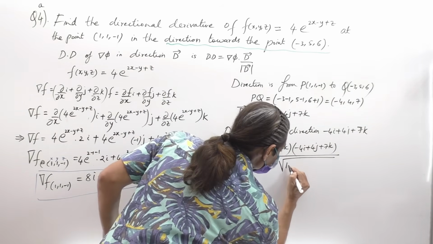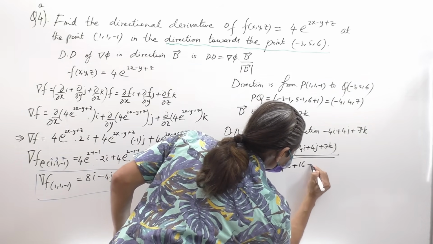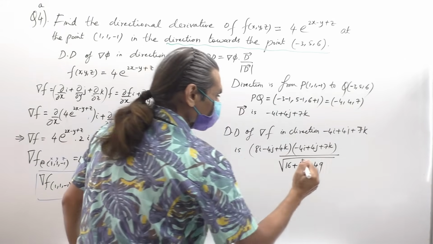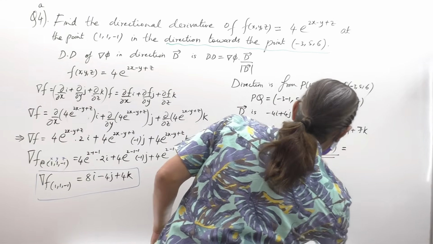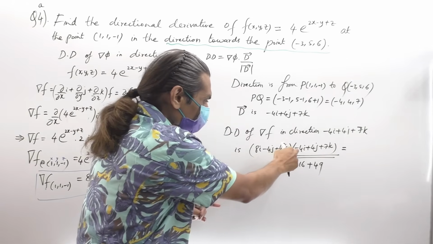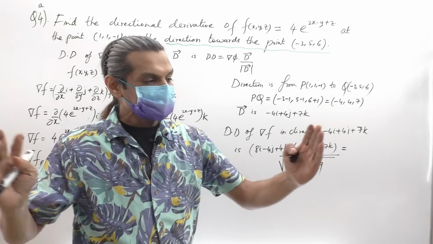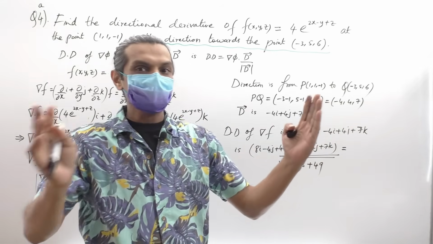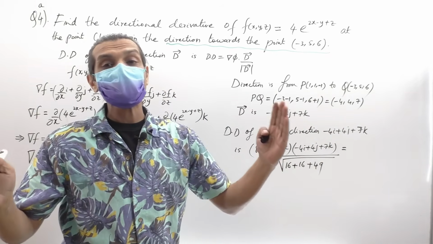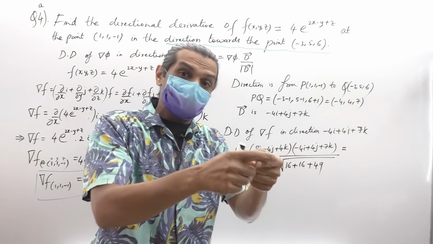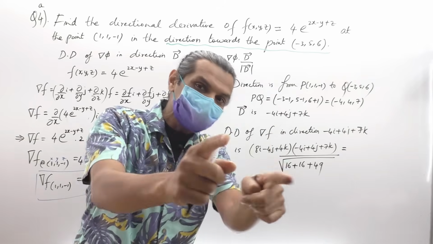4 square is 16, plus 16, plus 7 square 49. Okay, so this will be now 8 into minus 4. When we multiply, i goes to i, j goes to j, and k goes to k. Rest all is 0. Simply wherever i is there, we will go to i, because i into i is 1, j into j is 1, k into k is 1.